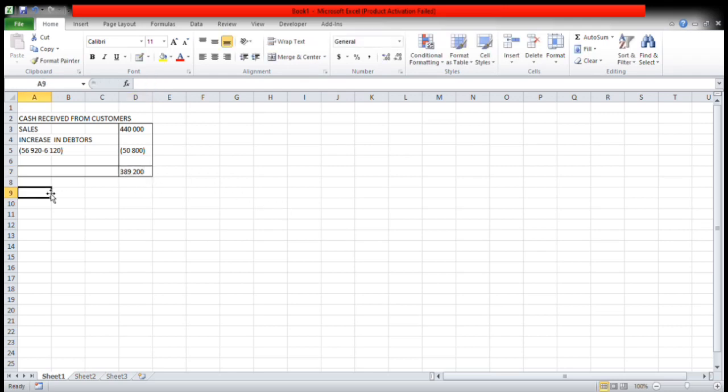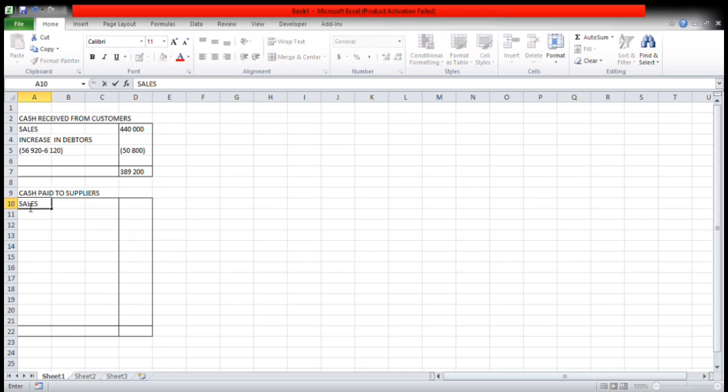So I'm also going to prepare the cash paid to suppliers. I'm going to grab my pen here, so I'm going to draw the note for cash paid to suppliers. Same applies to cash paid to suppliers. The first item that we're going to have is going to be the sales amount. The sales amount is not going to change, so it's going to be 440,000.